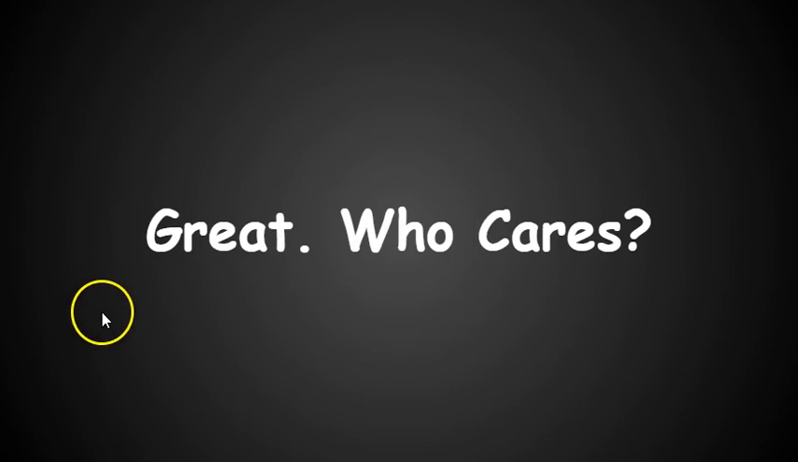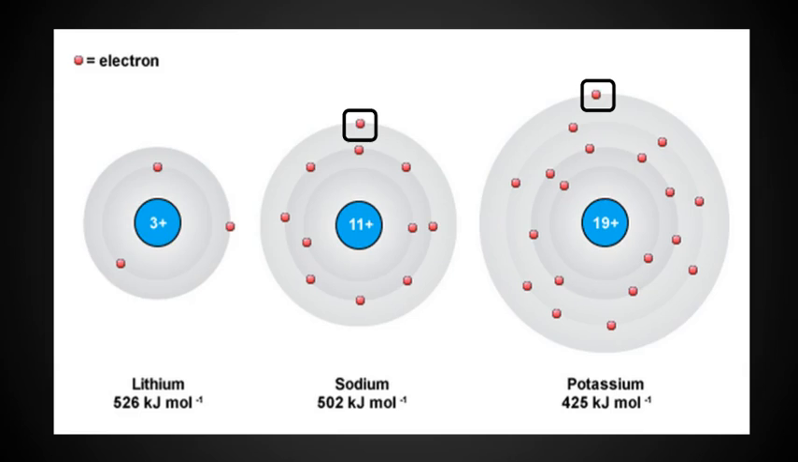But who cares, right? Why is this important? If we want to look at two similar atoms, sodium and potassium, and there's also a picture of lithium here. These are all in group 1, I believe, or group 2, one of those two. I can't remember off the top of my head. And so they're very similar in reactivity, but potassium is more reactive than sodium. And the reason that this is the case is because of shielding.